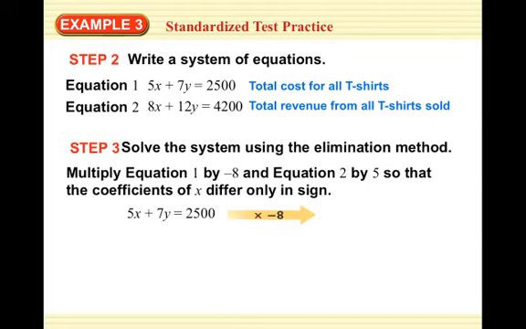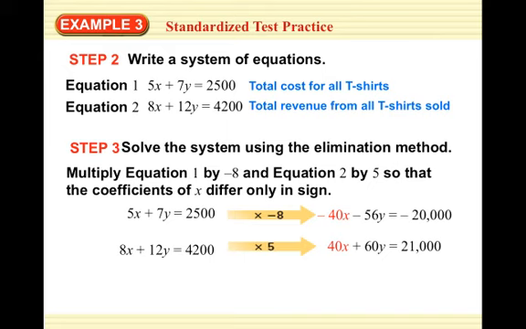Okay, so we're going to take all those values and multiply by negative 8 for equation 1. So 5 times negative 8 is negative 40, so we have negative 40x. 7 times negative 8 is negative 56, so we have minus 56y equals 2,500 times negative 8 is negative 20,000. Now we're going to take 8x plus 12y equals 4,200, and we're going to multiply by 5, because that's going to give us a positive 40 in front of the x. So 5 times 8, like I just said, is equal to 40.